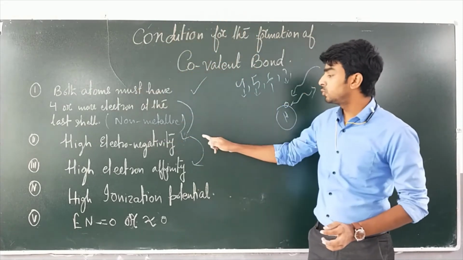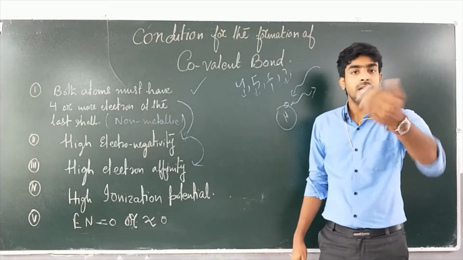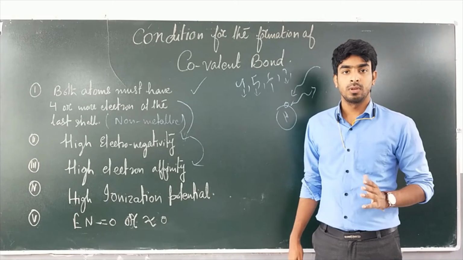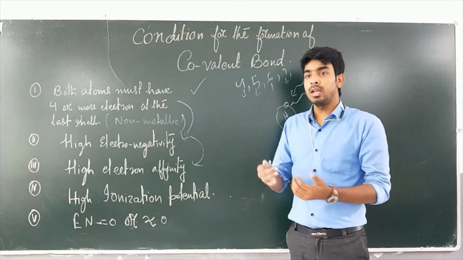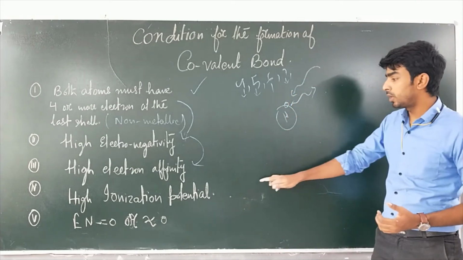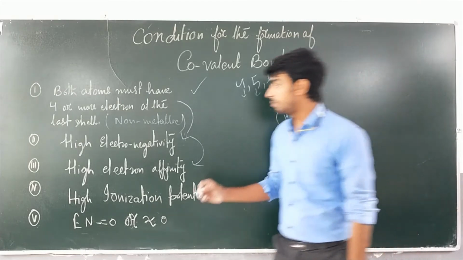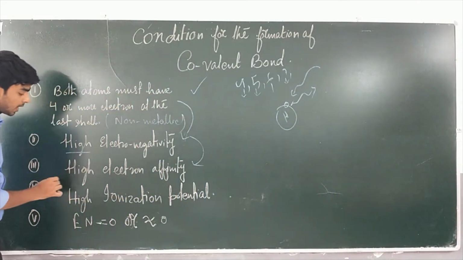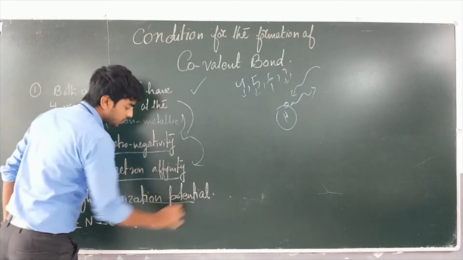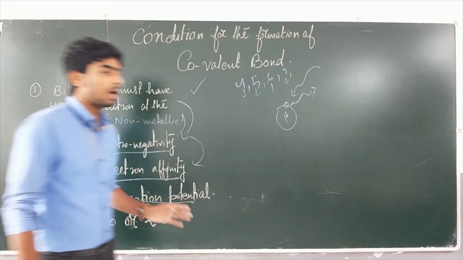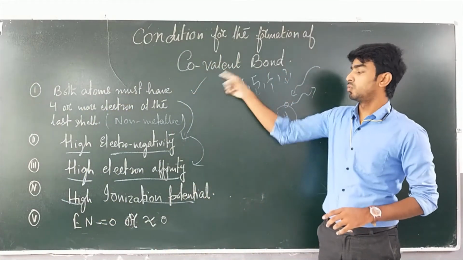But what happens with the electronegative element or the non-metallic element? They have a very low tendency to lose electrons. They have a greater tendency to gain electrons. So the ionization potential will be very high. The same thing you need to remember: all three things must be high, electronegativity, electron affinity, and ionization potential. These three must be high in the case of formation of a covalent bond.